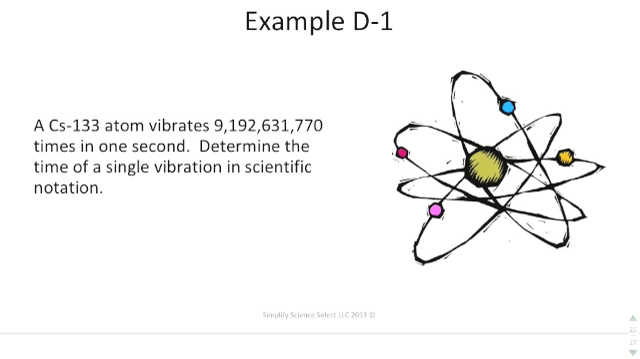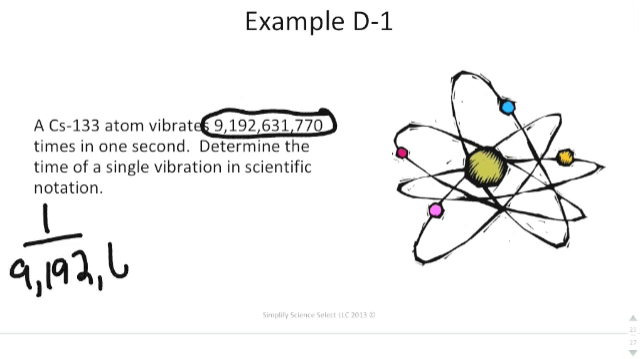Now, example D1, it says a cesium-133 atom vibrates 9,192,631,770 times in 1 second. It says determine the time of a single vibration in scientific notation. So if it vibrates this much in 1 second, what we have to do to calculate that is we go 1 all over 9,192,631,770, and we plug that in the calculator.